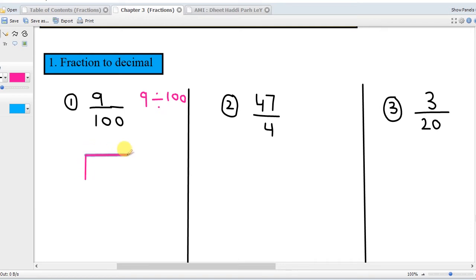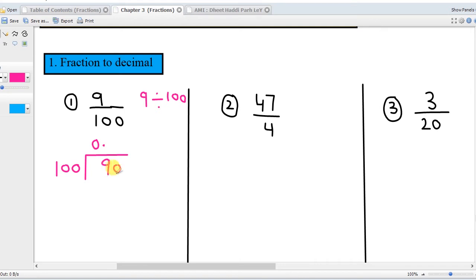Okay, so this is a long division sign. Inside the sign we are going to write the numerator value. Outside the sign we are going to write the denominator value. So 100 is our divisor. So start dividing. Since 9 is a small value and 100 is a bigger value, it means we cannot divide it, and for that we have to put a 0 and put a decimal point. Now this decimal point will allow us to put 1 0 over here. Now this number becomes 90.